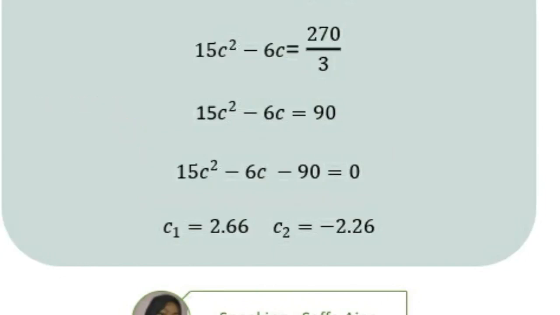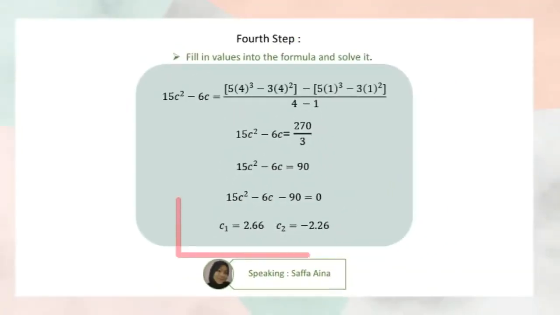To find c, we need to factorize our equation, and at the end, we will get c1 equal to 2.66 and c2 equal to negative 2.26.